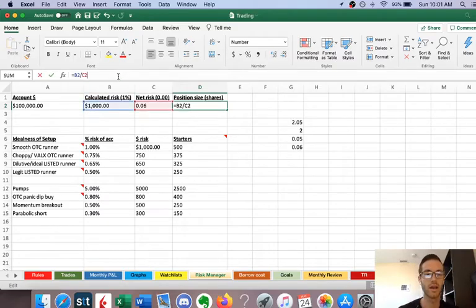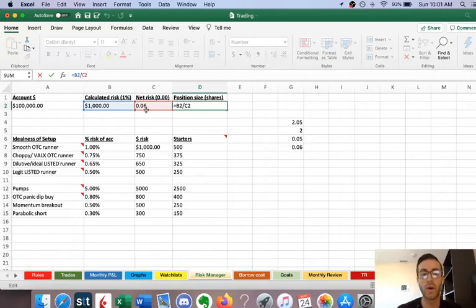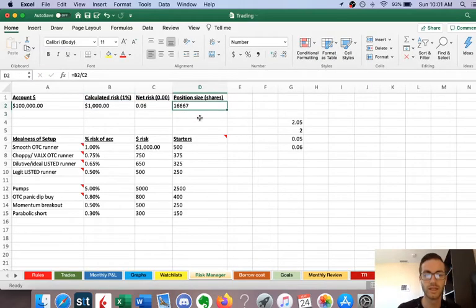How do I calculate that? It's just the 1%, $1,000, divided by 0.06, which is the cents that you're risking. You get 16,000 shares, right? Or you can round it to 17,000. So that's essentially, in a very basic scenario, how I manage risk.